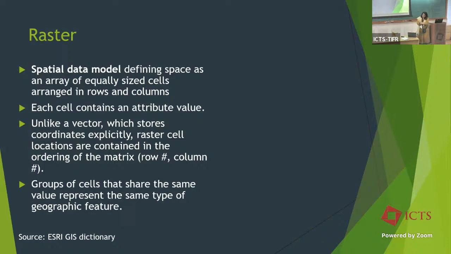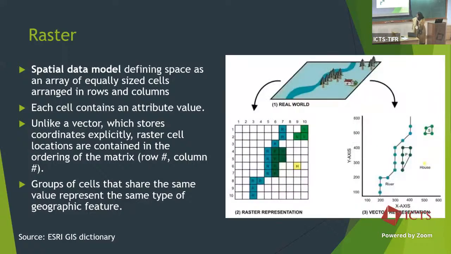Usually in a raster, groups of cells that share the same value represent the same type of geographic feature, or response, like we saw in the example of that land cover representation in a raster. So this is the real world. This is how it would be represented as a vector. And this is how it would be represented as a raster. Here, in these cells, would be no data value, but it would be defined. But here it's not defined, okay? That's the difference. One is continuous, the other is not, yeah?